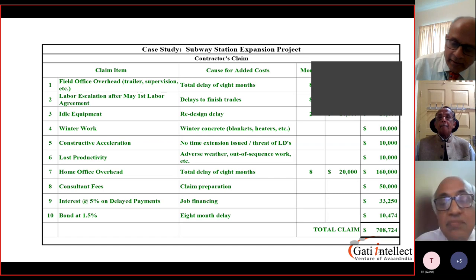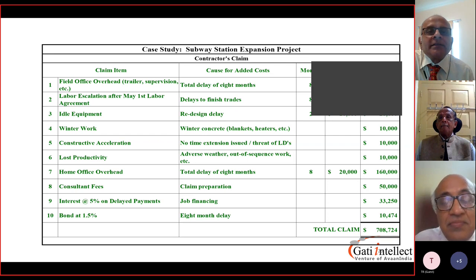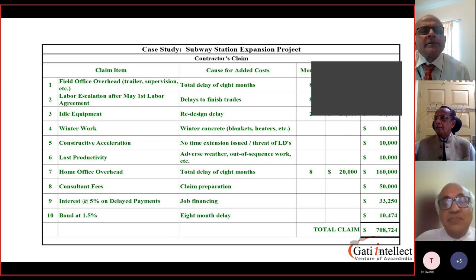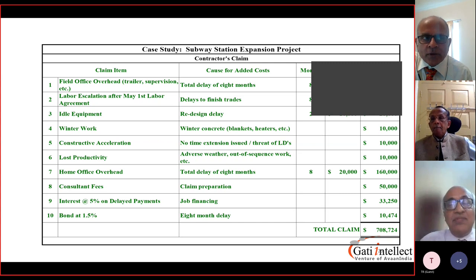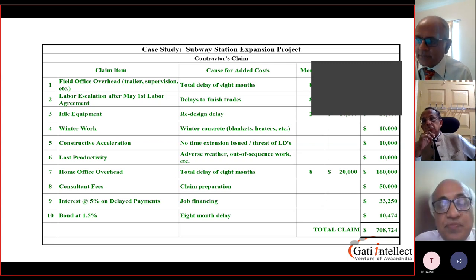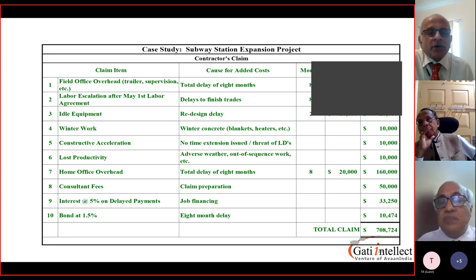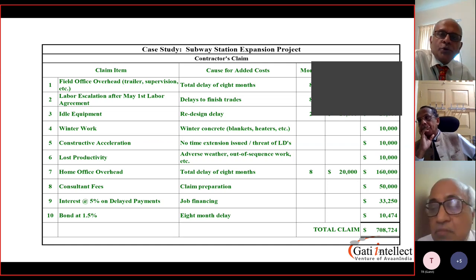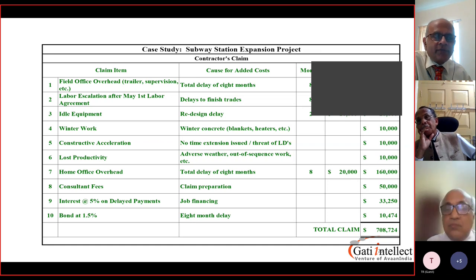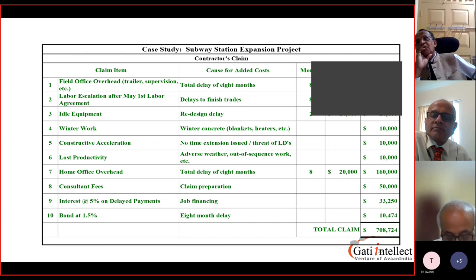Or let me put it another way, Professor Matthew and Ram. As an owner, once the contractor has done his detailed homework and given a claim of $700,000+, would you say, yes, Mr. Contractor, you are perfectly fine, here is your check for these additional expenses that you have borne? Would you do that, or would you do something different? Or will you take it to court, or go for legal counsel?